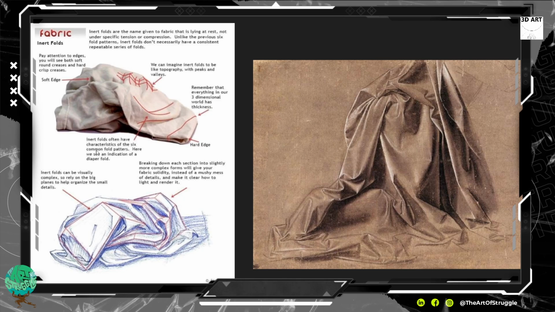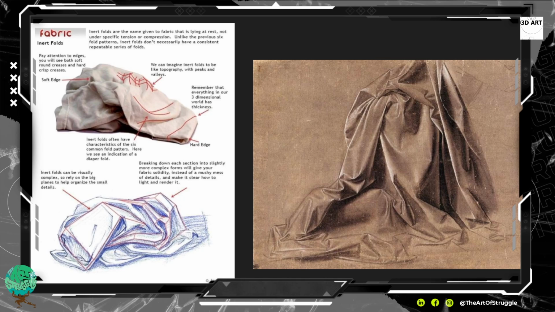Insert folds often have characteristics of the 6 common fold patterns. Here we see an indication of a diaper fold, right? So like I was saying, a lot of this stuff, they'll mix and match, but if you grasp all of them, you'll be able to use them in the right situation. You'll know, okay, I've got a sleeve compressing. Let me throw a half lock where his elbow compresses. Let me throw some zigzags where his sleeves are.